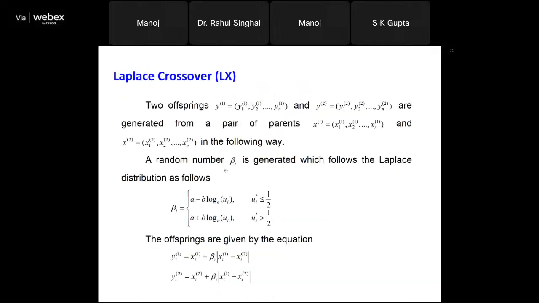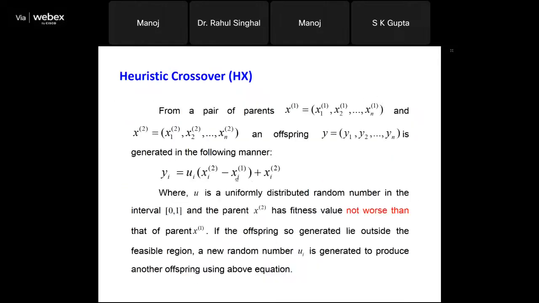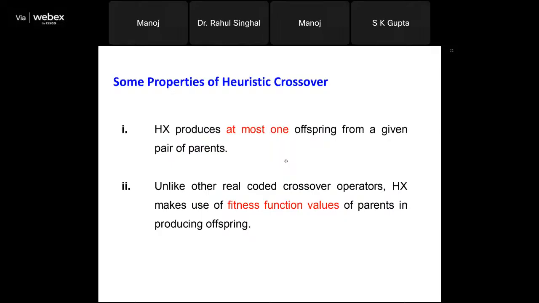Similarly, in Laplace crossover also, you can see that the parents x1 and x2 are basically picked up randomly. And once they are picked up, for producing the offspring, we are not using any information about the fitness value. That means how good these two solutions are, right? But in heuristic crossover, the very formula of crossover actually depends upon the fitness value, because this x2 is the parent which has better fitness. So that is what makes heuristic crossover quite different from the other two, right?